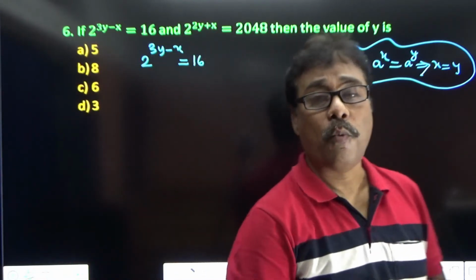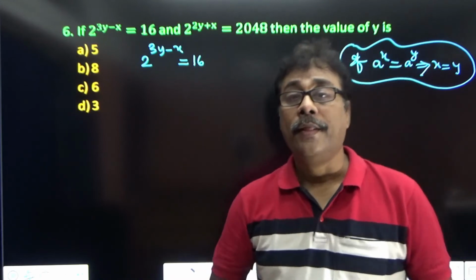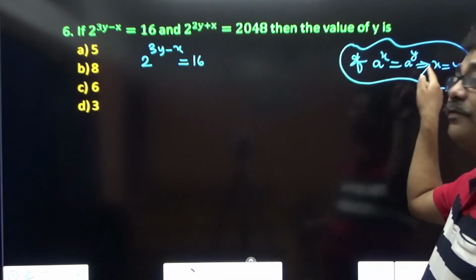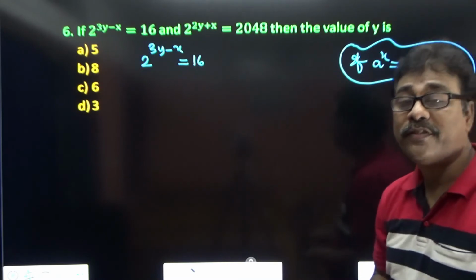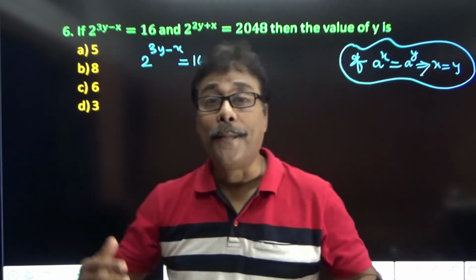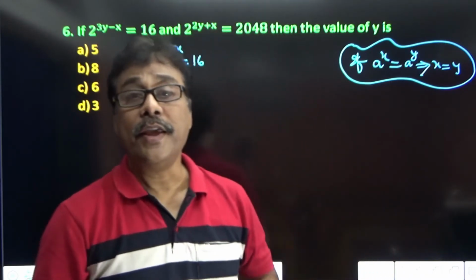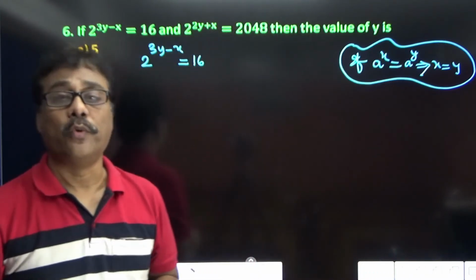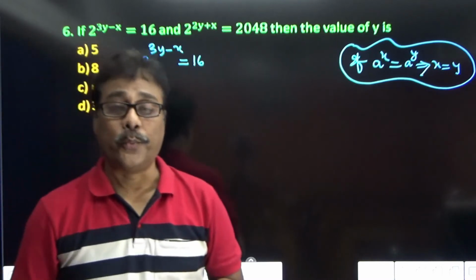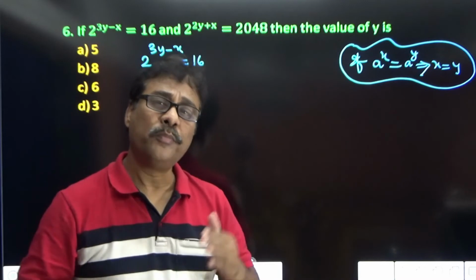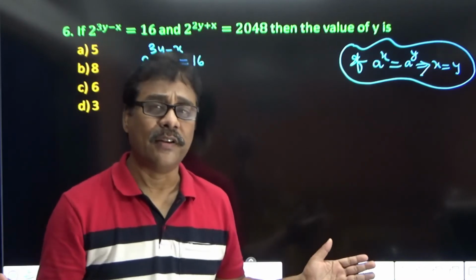How to solve, what to do next? The thing we will do here, we will use this formula, this concept. To use this concept, what to do? The base has to be the same on both sides. Here, the left hand side base is 2, so the right hand side base has to be 2. So for that, you have to think: 2 to the power what will give me 16?